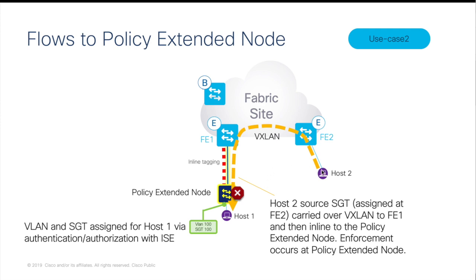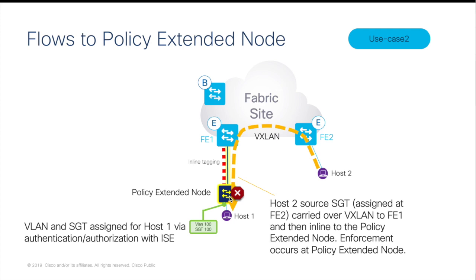And looking at a flow in the other direction, so inbound from the fabric edge to the policy extended node, again the source SGT from host 2 is carried across VXLAN and then it's put into the CMD field and inline tagged from the fabric edge down to the policy extended node, and egress enforcement happens at the policy extended node.